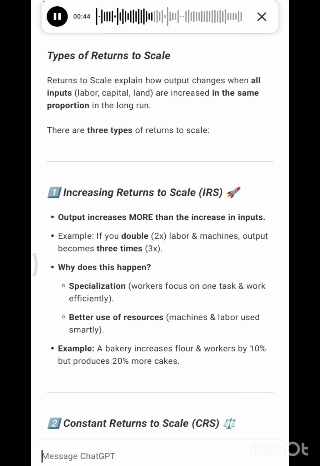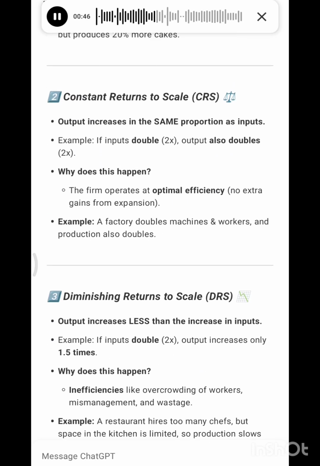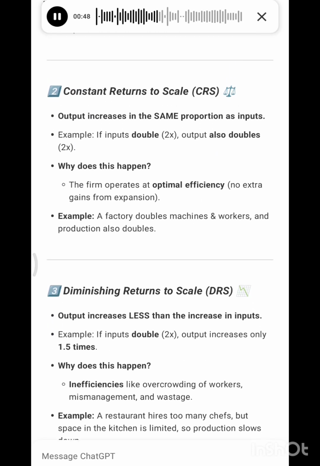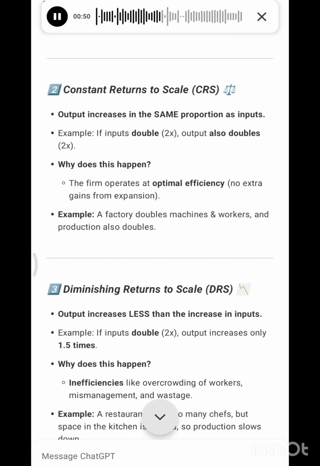2. Constant returns to scale. Output increases in the same proportion as inputs. Example, if inputs double (2x), output also doubles (2x). Why does this happen? The firm operates at optimal efficiency, no extra gains from expansion. Example, a factory doubles machines and workers, and production also doubles.